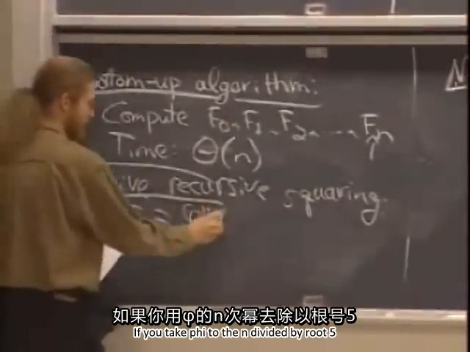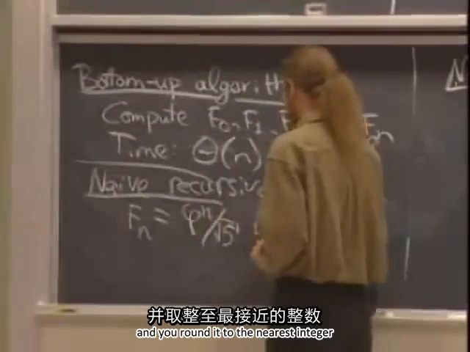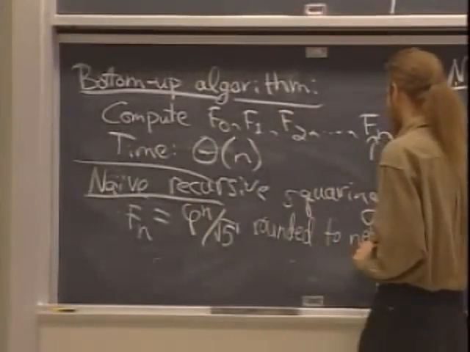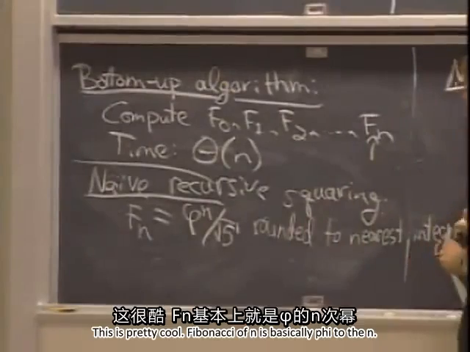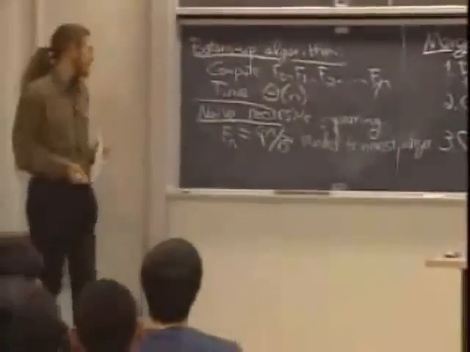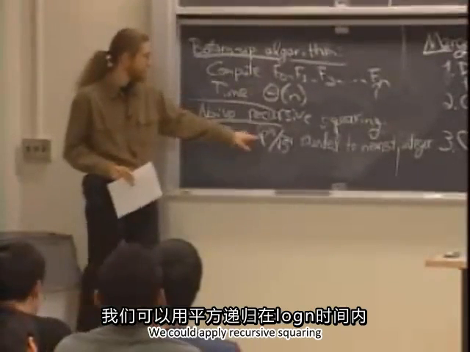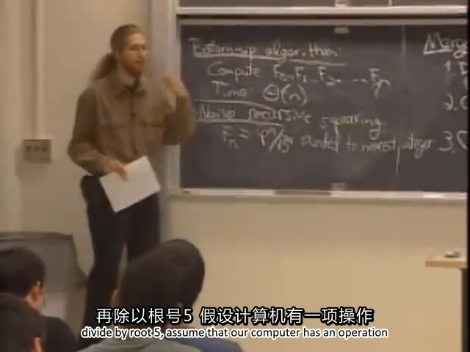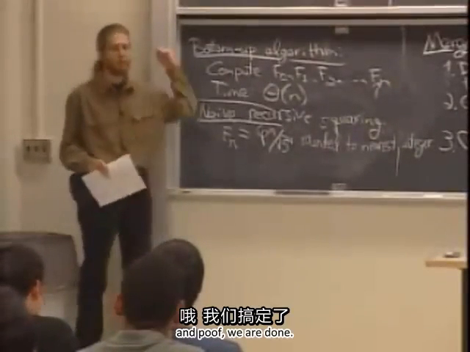If you take phi to the n divided by root 5, and you round it to the nearest integer, that is the nth Fibonacci number. Okay, this is pretty cool. Fibonacci of n is basically phi to the n. So we could apply recursive squaring to compute phi to the n in log n time, divide by root 5, assume that our computer has an operation that rounds a number to its nearest integer, and poof, we're done.